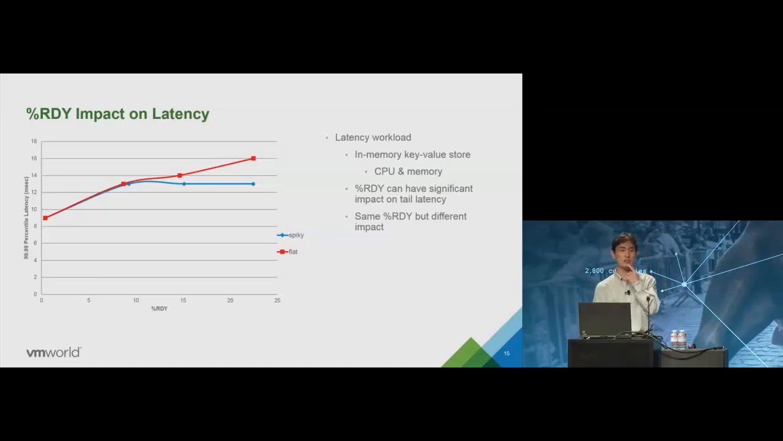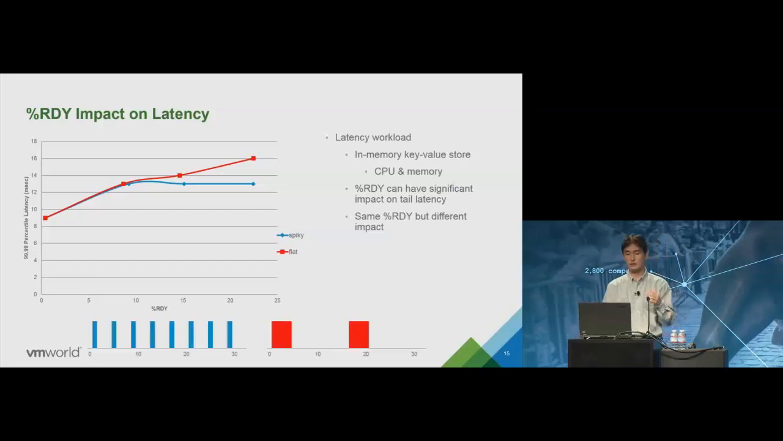Impact on latency is pretty interesting. Again, the methodology is the same. I've run some latency sensitive workload and pinned it with background workload to cause ready time or to cause contention. And then the y-axis here is the 99.99 percentile latency. Some people call it tail latency. And there are two lines. The red line is flat and the blue line is spiky. What does it mean? It corresponds to different types of background workload.